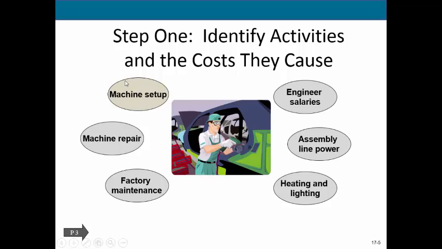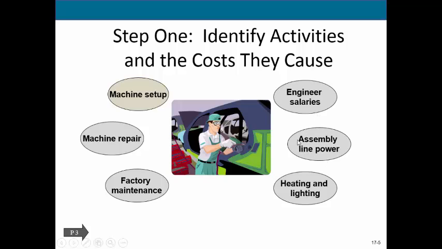So we have machine setup, meaning getting the machines ready to run a particular batch. Maybe you have to put a certain fabric into the machines or set up some calculations that tell the machine what to do. Machine repair, this is just your basic maintenance and repair on your machines. Along with that, you could have factory maintenance, just the general upkeep. Engineer salaries. Remember, salaries are not direct labor because these engineers, they're not working on each and every project or each and every product. Instead, they're designing the overall factory.